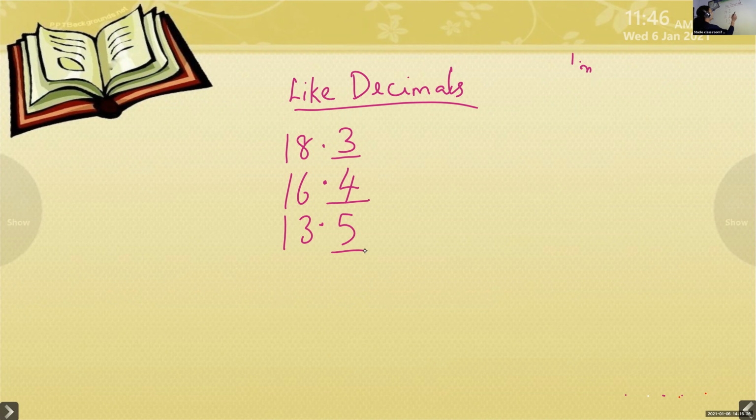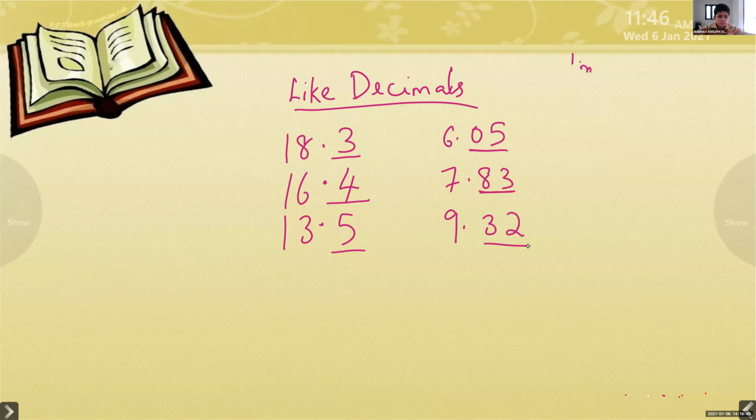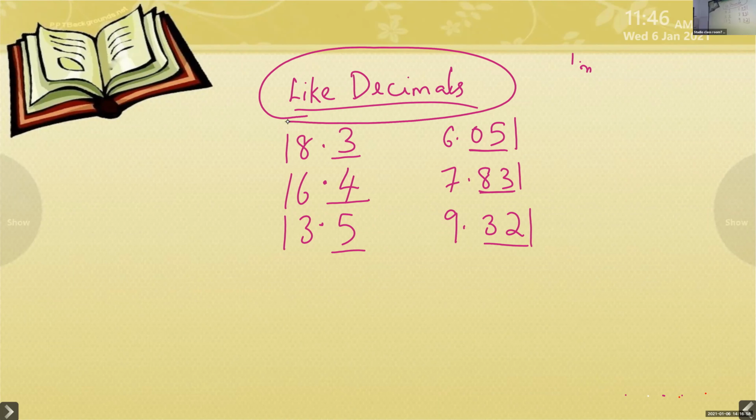Understood? We can take another set. For example, 6.05, 7.83, 9.32. Here, how many decimal places? Madhav, can you say how many decimal places here after the decimal point? 2. And here also 2, here also 2. So these are like decimals.